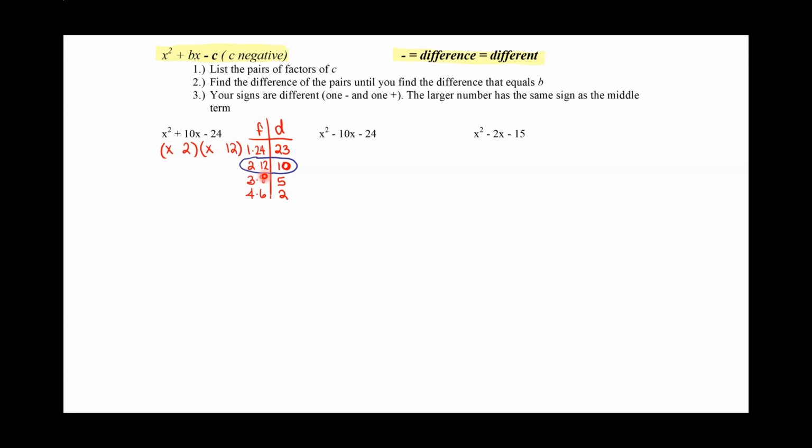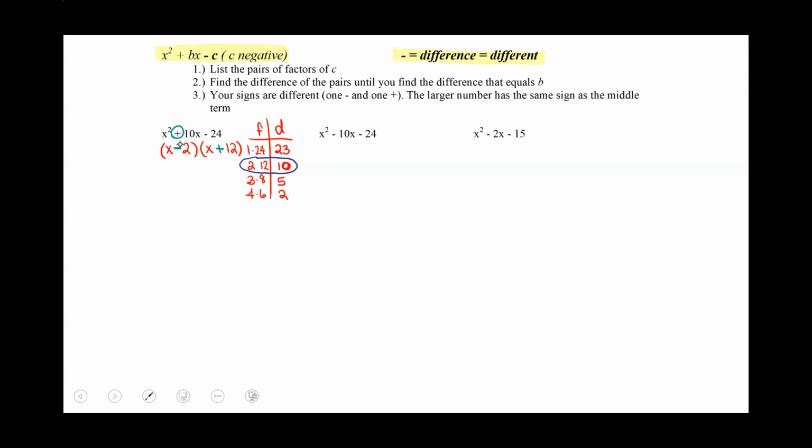All right, so I'm going to have 2 and 12 this time. And remember we said difference, different. My signs are going to be different. One is going to be positive and one is going to be negative. The larger number has the same sign as the middle term. So my two numbers were 2 and 12. 12 is my larger number, and so 12 is going to have the same sign as my middle term. My middle term was positive. So 12 is going to be positive and 2 is going to be negative.